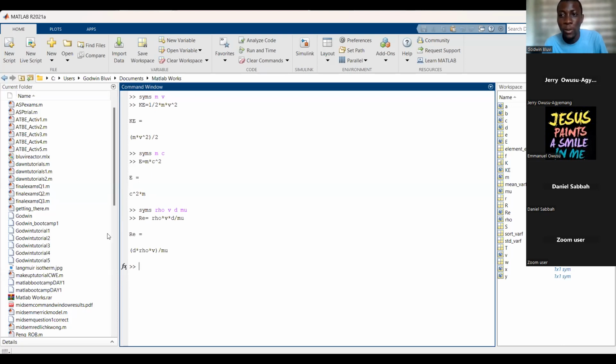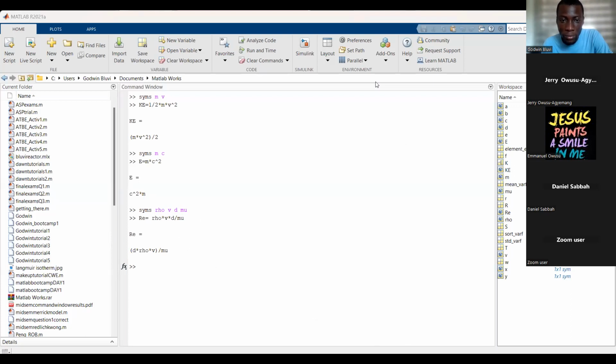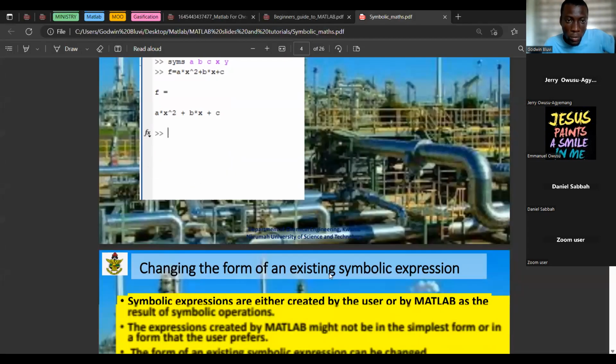So that's the advantage that symbolic math gives to us. It gives us the platform to feel free and express ourselves arithmetically, analytically. That's the platform that symbolic math gives to us. Yeah, so I hope we can continue now.